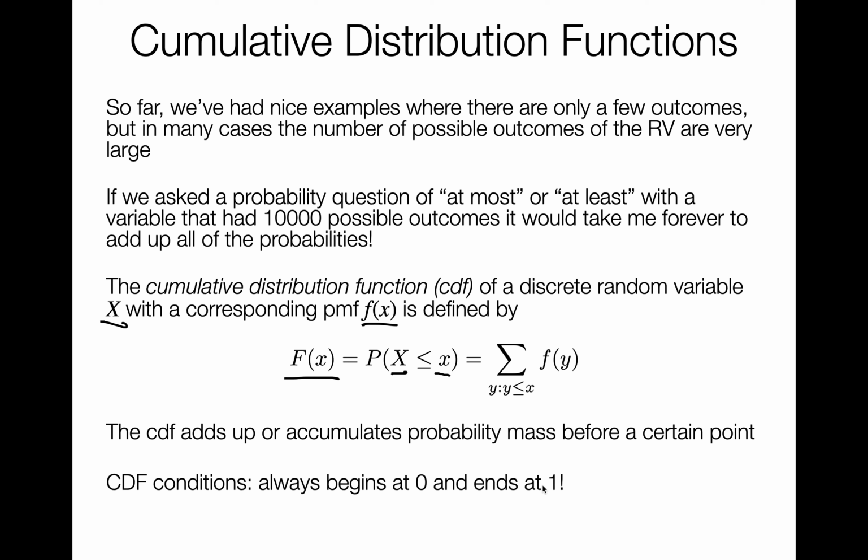And if it ends at 1, that means I've gotten through all the possible values of x. And because one of the stipulations of a PMF is that all of the values of the PMF have to add to 1, then because the CDF is adding up all probabilities less than or equal to a point, when I get to that endpoint, the last possible outcome, it should add to 1 because I'm adding together a PMF, which when I add them all together has to equal 1. Okay, so they're quite connected.